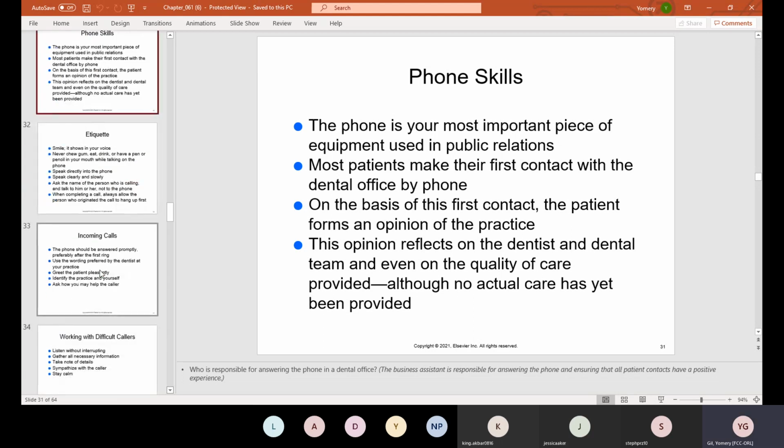Phone skills. The phone is your most important piece of equipment used in public relations. Most patients make their first contact with the dental office by phone. On the basis of this first contact, the patient forms an opinion of the practice. Even if the person is not looking at you, they can tell if you're smiling or if you have an attitude on the phone. This opinion reflects on the dentist and dental team and even on the quality of care provided, although no actual care has yet been provided.